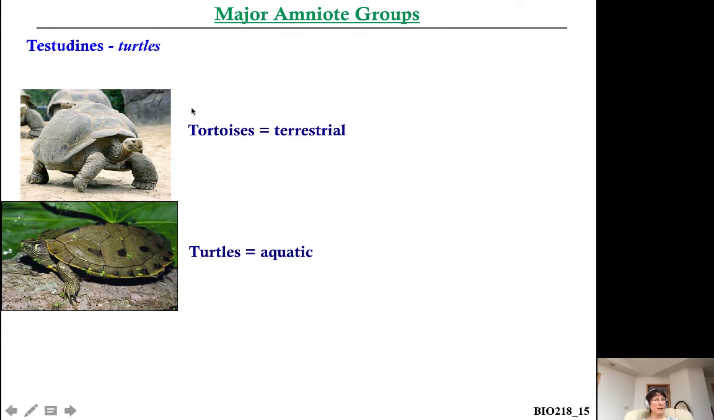Generally speaking, not always, but generally speaking, terrestrial turtles that never really go into the water and don't live in the water are referred to as tortoises. And generally speaking, those testudines that are aquatic are referred to as turtles as opposed to tortoises. And I think I neglected to say, all turtles belong to what used to be the order. That rank is changing, but the order Testudines.